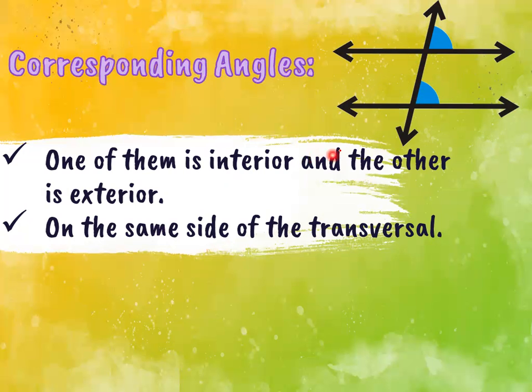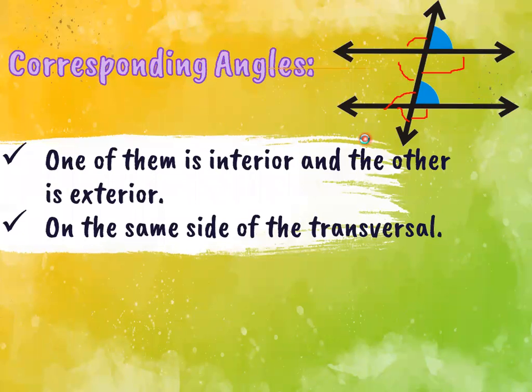Now, another pair of corresponding angles will be this one and this one. One is exterior, and the other is interior. Also, you will make a pair of this angle. This is interior, so this will be exterior, as well as this one. So basically there are four pairs of corresponding angles in this figure. One must be interior and the other must be exterior, and both should be on the same side of the transversal, right? So such types of angles are called corresponding angles.